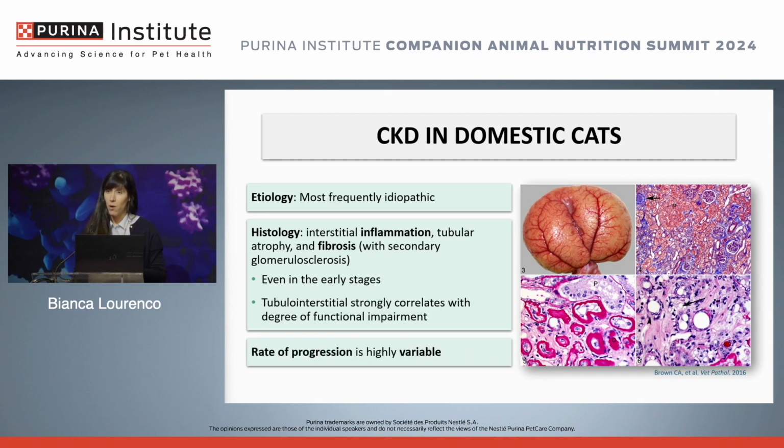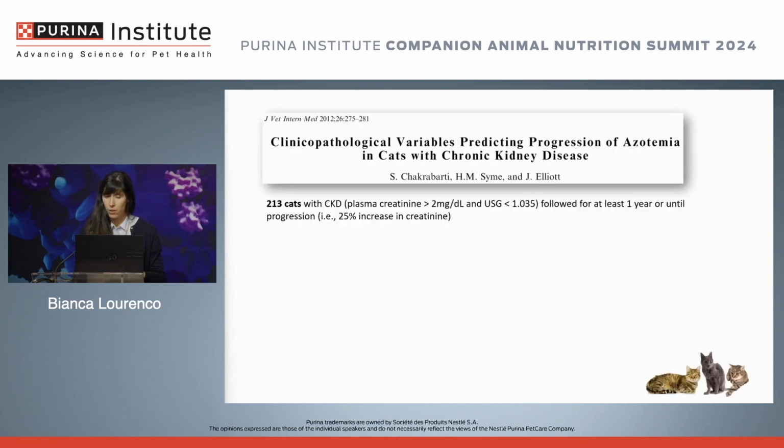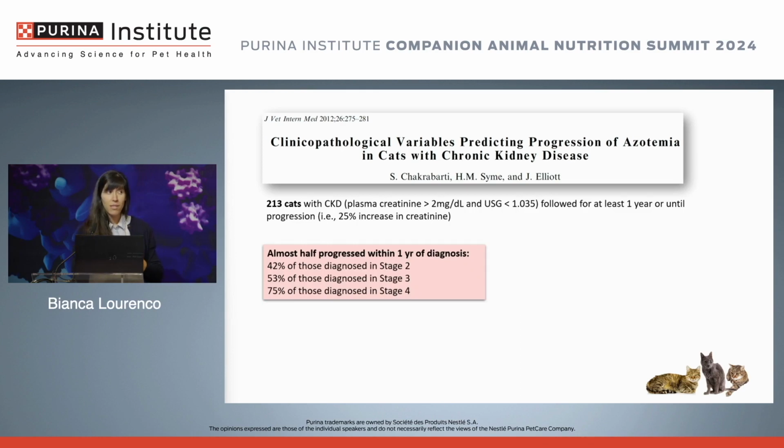The rate of progression, however, is highly variable, and I'll show you one of the seminal papers that has evaluated this from the Royal Veterinary College group. They evaluated 213 cats with azotemic chronic kidney disease, creatinine greater than 2. They followed them for up to a year or until they progressed, and they defined progression as a 25% increase in plasma creatinine concentration. What they saw was that almost half of the cats progressed within a year. That number was slightly lower for those in stage 2, and slightly higher for those in stage 3 and 4.